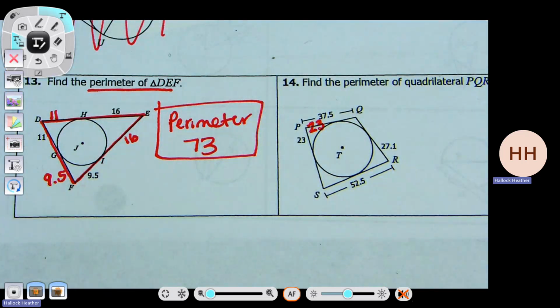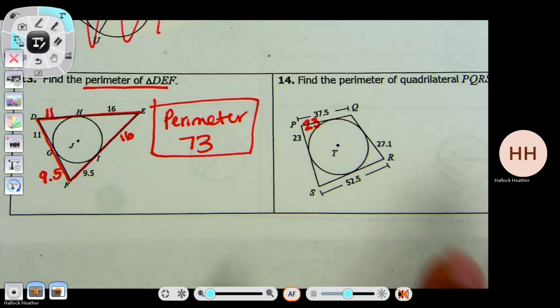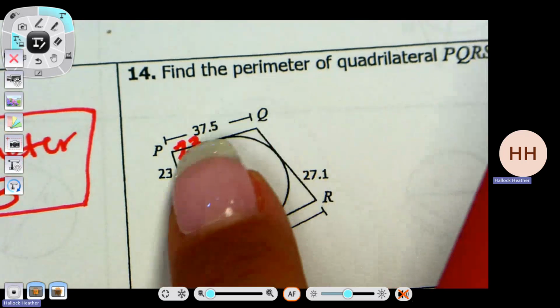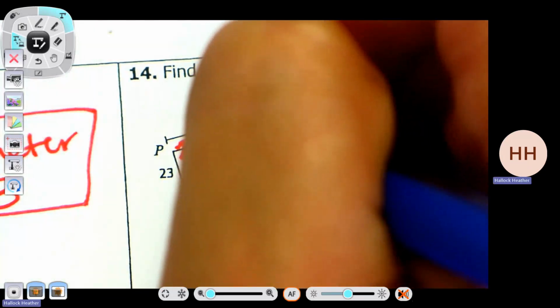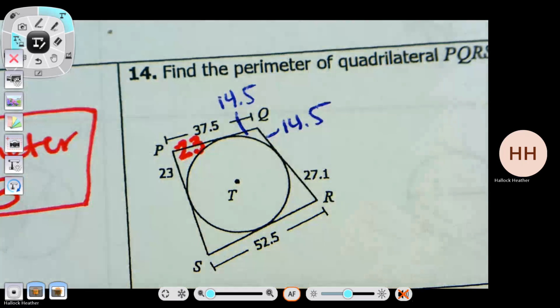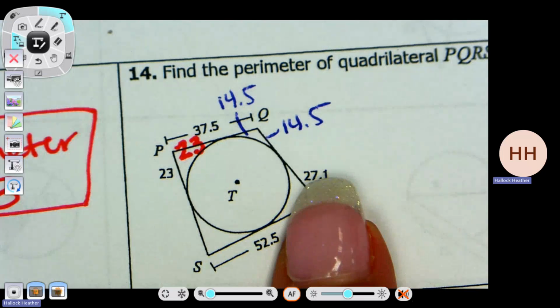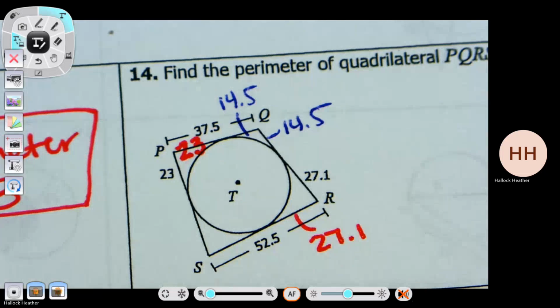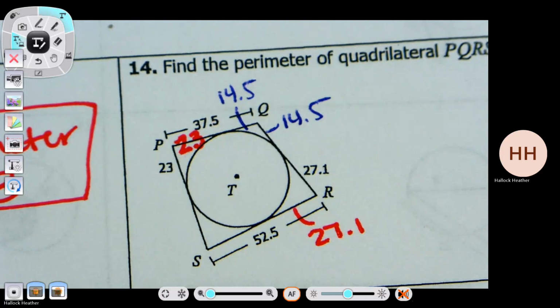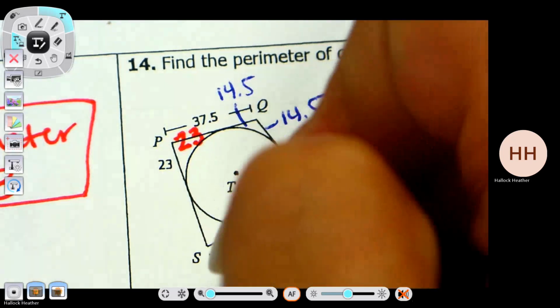If that's 23, what am I going to do with 23 and 37.5? Subtract, because I need to know how much this itty bitty little tiny baby party hat is. So if I subtract them, how much is left over? 14.5. So 14.5 can go there, which means 14.5 can go here. 27.1's there. 27.1 can go here. So how much is the party hat where S is at? 25.4, and that matches on the other side too.